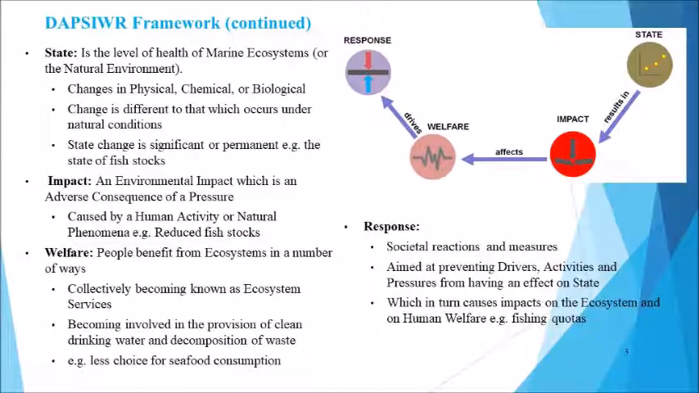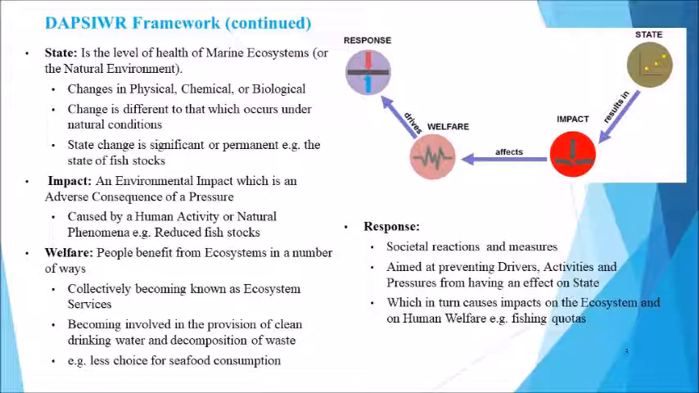So here we have the second half of the DAPSR framework. In the image we can see we have the elements state, impact, welfare and response. So the pressure on the state results in the impact. The impact affects the welfare or human welfare, and the welfare drives the response. So with the state, it's the level of health of a marine ecosystem or the natural environment. We can have changes in physical, chemical or biological properties.